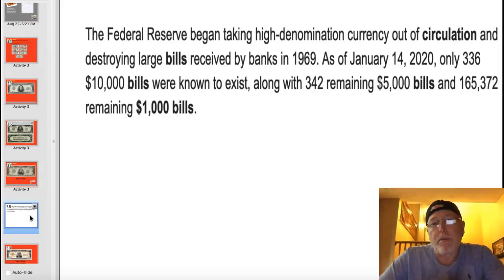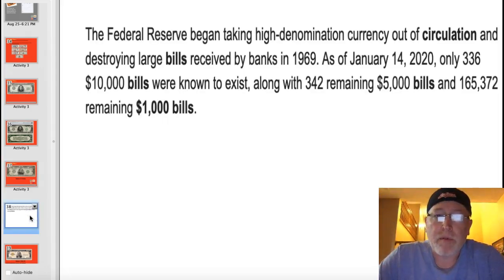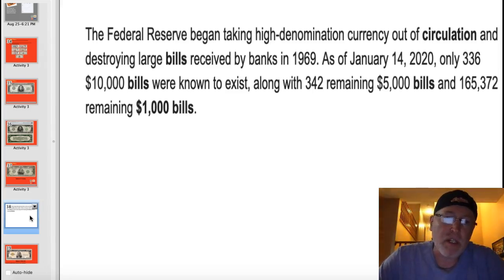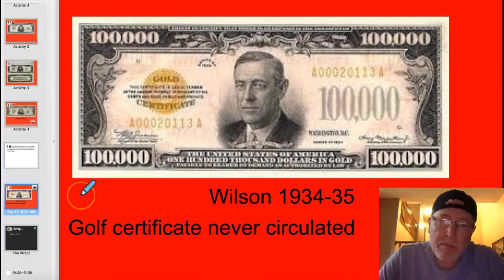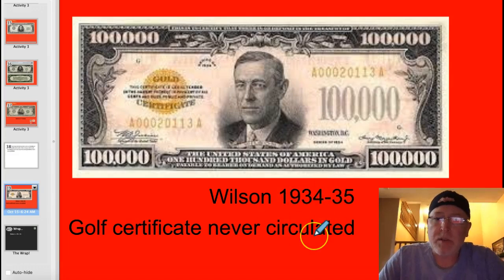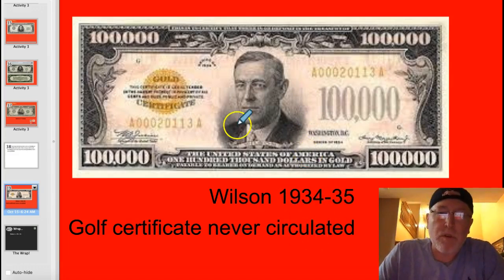Some of these larger bills, the Federal Reserve started taking them out of circulation, destroying them in 1969. As of January 14th of this year, there were only 336 $10,000 bills known to exist, along with 342 $5,000 bills and roughly 165,000 $1,000 bills. There was also a $100,000 bill, but it was really a gold certificate and never circulated. It was from 1934 to 35. That had Wilson on it.